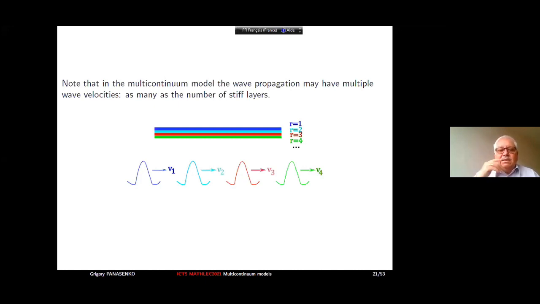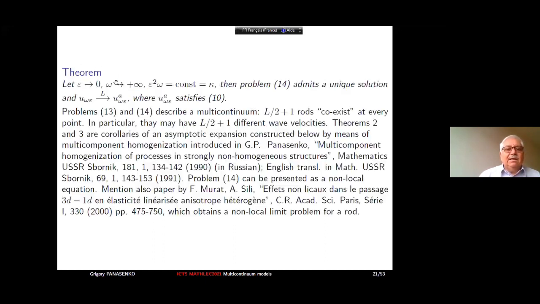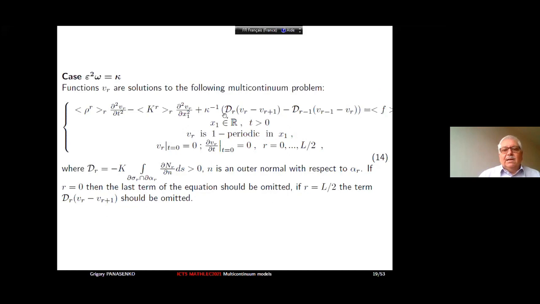And in the critical case, they are no more independent, and they are weakly related by these terms. In this case, this multi-continuum model may be considered as a non-local in space model, because these beams coexist and they feel one another, but they are relatively independent. Thanks.